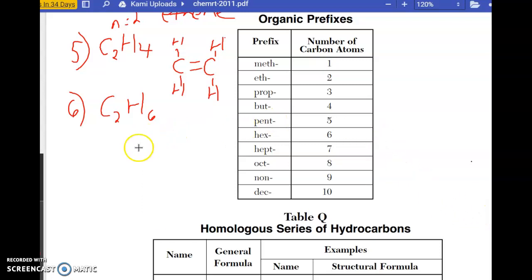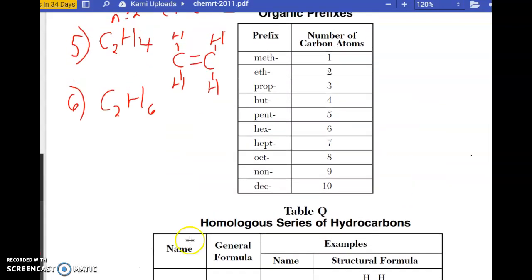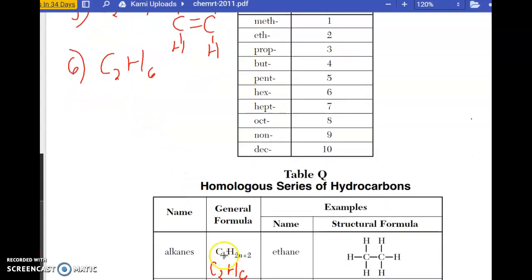Okay, so we left off with number 6, where we have the formula C2H6. Similarly to the last problem, we're going to figure out whether it's categorized as an alkane, alkene, or alkyne. The first thing is to figure out what the N is. Here the N is 2, because there are 2 carbons, and the number of carbons is always the N value.